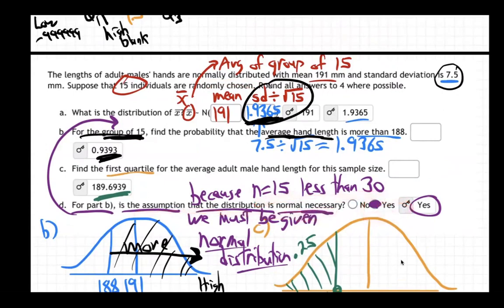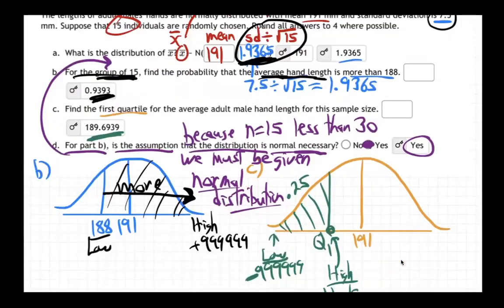Whereas if you're talking about groups of more than 30, don't worry about 30 itself, just more than 30, then it'll automatically make things normal. And they don't even have to tell you it's normal in the beginning. The group averages automatically do that. But we had 15, less than 30. So yes, we had to be told it was normally distributed. It was necessary. And so there we go.